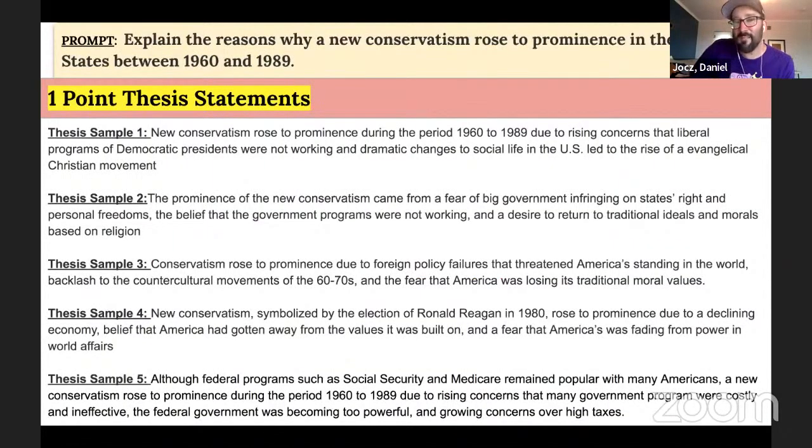These are all thesis statements, some of them complex, some of them simple, that would receive a point on this exam. And in the Google Slides, you can kind of see there's different approaches. You don't have to say that one reason was the fear that America was losing its traditional moral values. That doesn't need to be one of your line of reasons, even if some of the documents allude to it. But if enough of the documents are saying something, you want to include it because you're trying to get the points on the exam.